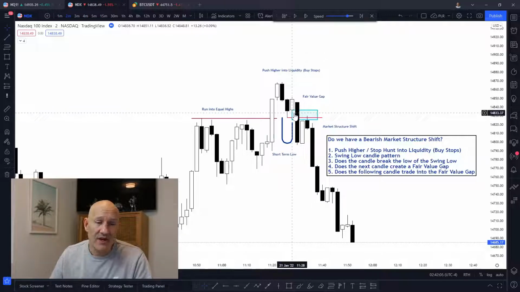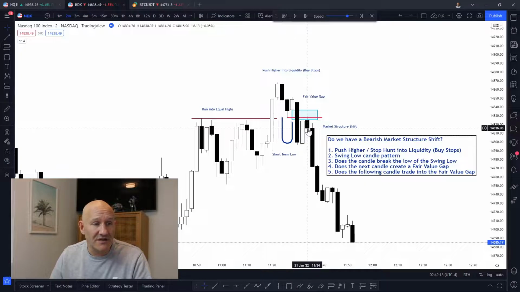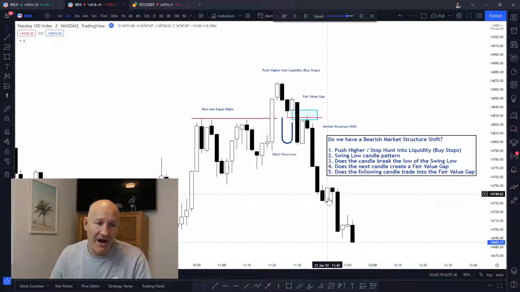And then the next point is, does the candle after the fair value gap trade into that fair value gap? And so yes, it does. You can see this candle here, before it trades lower, trades up into that fair value gap, and then the market obviously has shifted to the downside. We've got a bearish market structure shift, and it trades lower after that.